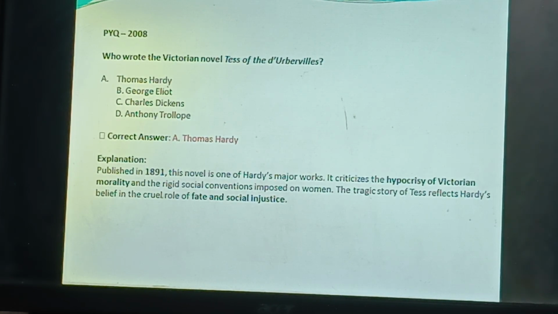Who wrote the Victorian novel Tess of the d'Urbervilles? Thomas Hardy, George Eliot, Charles Dickens, Anthony Trollope. The correct answer is A. Thomas Hardy. Published in 1891, this novel is one of Hardy's major works. It criticizes the hypocrisies of Victorian morality and the rigid social conventions imposed on women. The tragic story of Tess reflects Hardy's beliefs about the crucial role of fate and social justice.